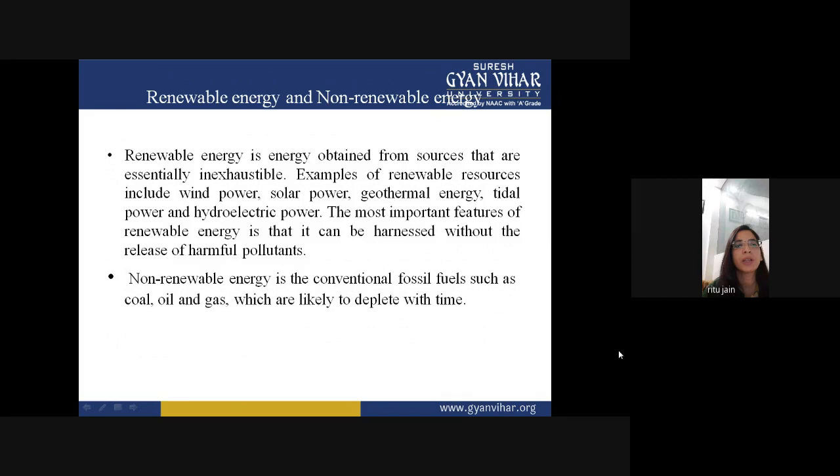So, non-renewable energy is the conventional fossil fuels such as coal, oil, and gas. These have been the conventional method for the last thousand years. We are using these fossil fuels to generate electricity. But everyone knows these are limited sources on the earth. One day it will deplete. One day coal will deplete, one day oil will deplete, one day gas will deplete. Okay. So these are your non-renewable energy sources.